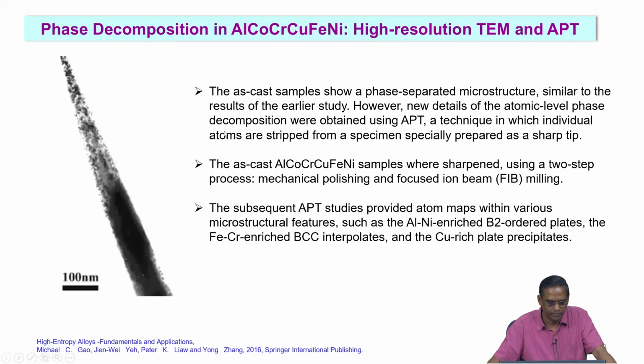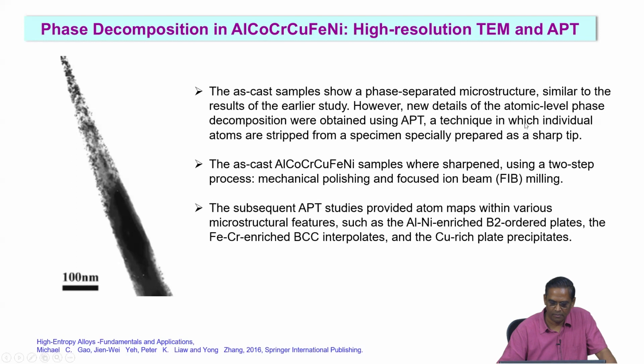and further we use this APT technique in the CCAS sample to show the phase separated microstructure similar to the results of the earlier study. However, the new details of the atomic level phase decomposition were obtained using APT. So, this is very important, right. In electron microscopy, we still talk about relatively coarse information, not atomic level information.